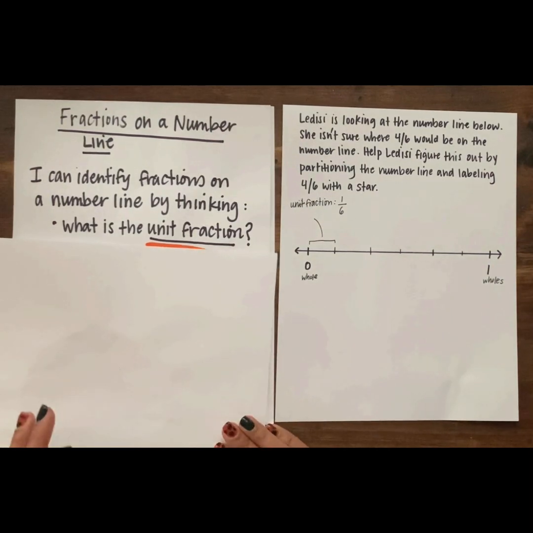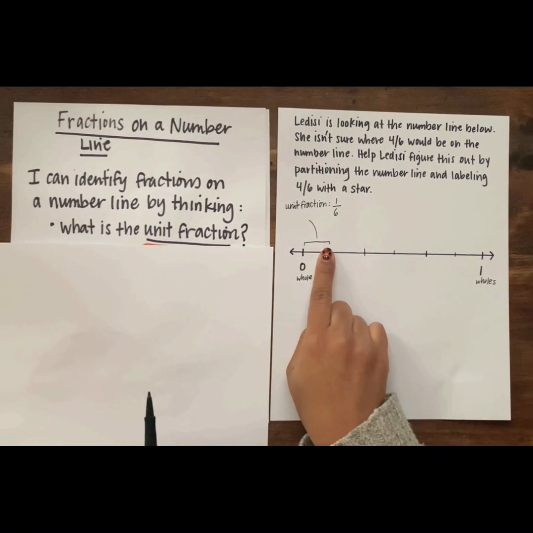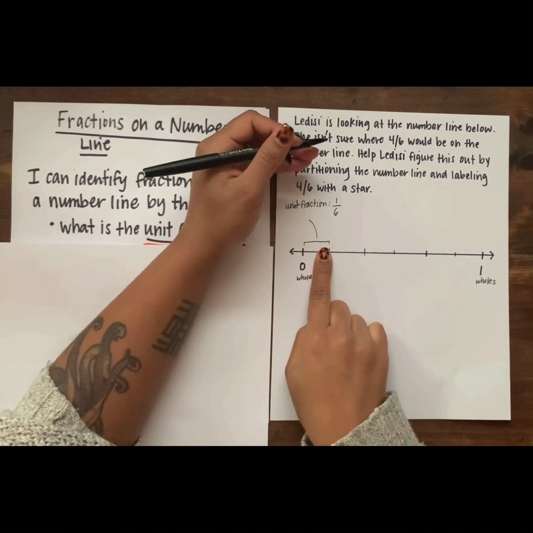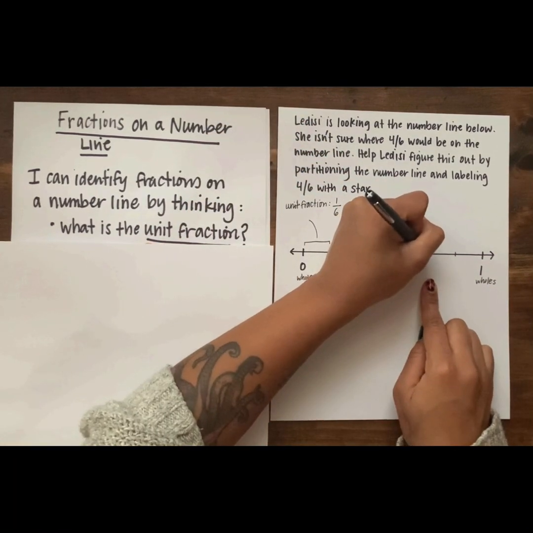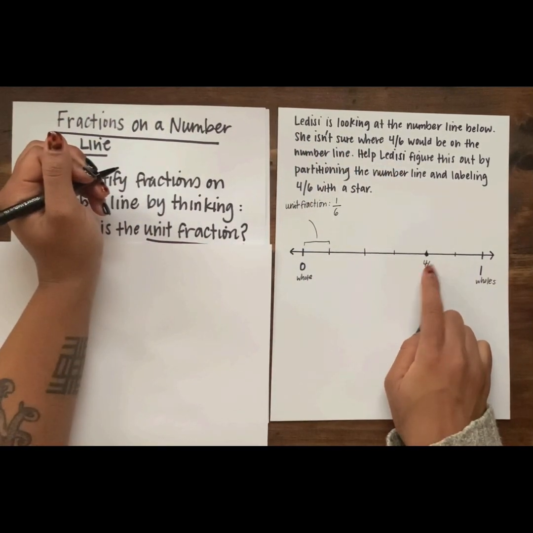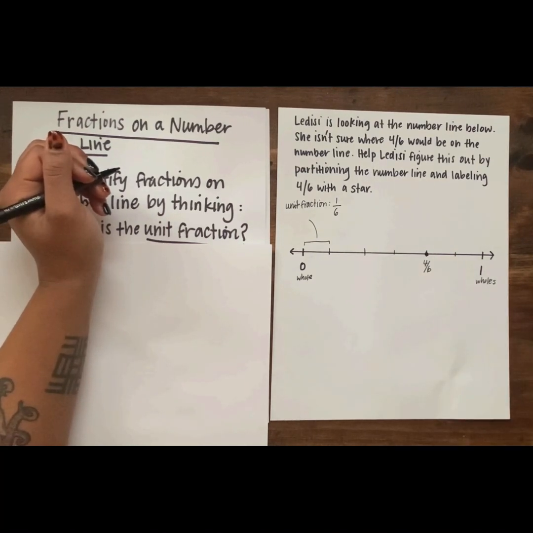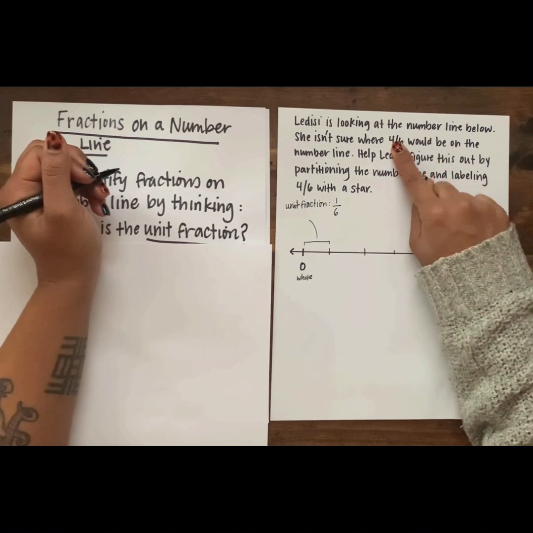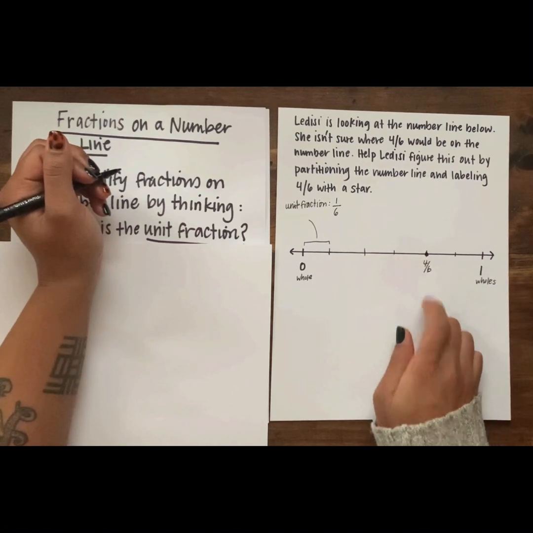How did you figure out where 4/6 was on the number line? I heard you say you started at 0 and counted the intervals, or the spaces, like this. 1/6, 2/6, 3/6, 4/6. Why did you stop at 4/6? That's right, we stopped at 4/6 because we know that the numerator tells us how many parts are being referred to. So 4 intervals means 4/6.